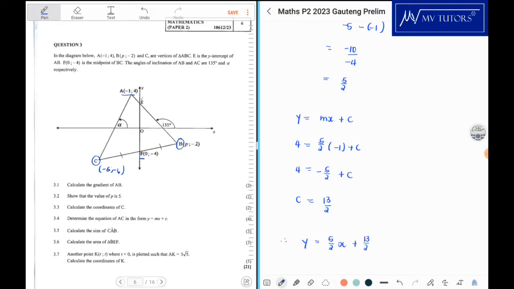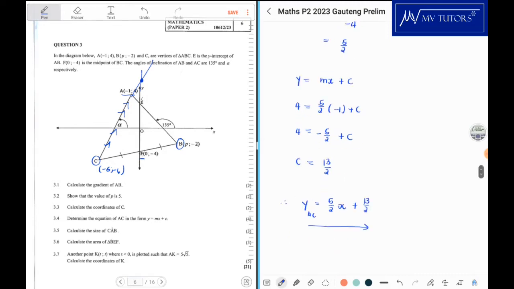Does this answer make sense? This is for equation AC. Now, AC, the gradient has to be positive because we're going all the way up. And our y-intercept looks like it's going to be somewhere over there. So yes, it makes sense that we have 13/2. And yeah, I'm good with this equation. I'm confident in it. So we can move on to question 3.5.